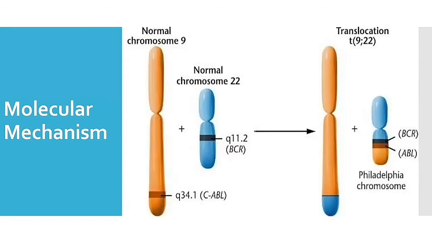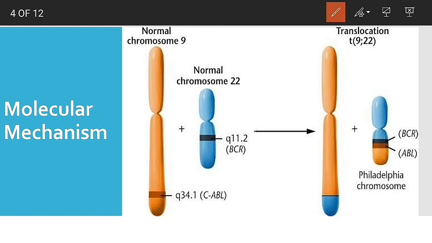So now let's look at the molecular mechanism of the formation of the Philadelphia chromosome. As we have stated earlier, it is a balanced reciprocal translocation between chromosome number 9 and chromosome number 22. There is presence of the ABL gene in the Q arm at position 34.1 in chromosome number 9, and there is presence of the BCR gene in the Q arm at position 11.2 in chromosome 22.